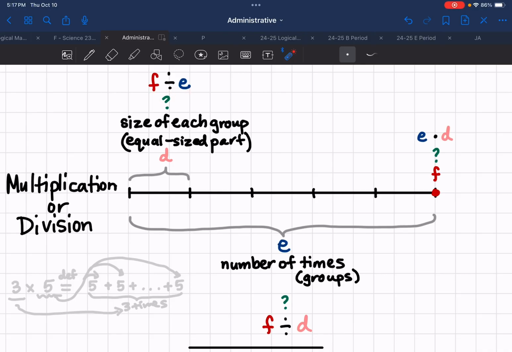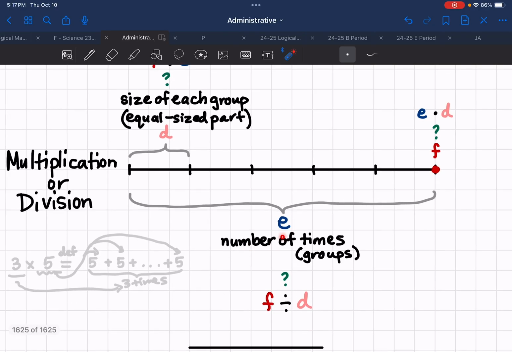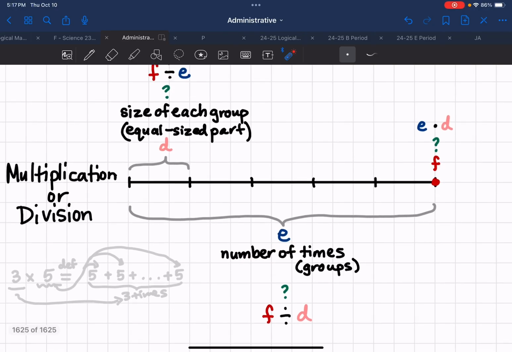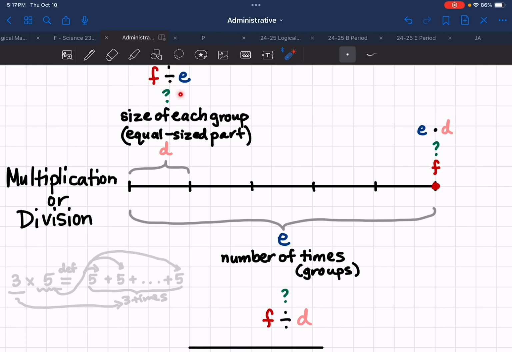Like, for example, if this were the number of students and this were the number of buses, this would be the number of students per bus, or the number of students in each bus, okay? And then if you were trying to find the number of times, say this is the number of students, say this is the number of students per bus, then you're trying to find the number of buses, or the number of groups. So you're going to take the number of students and divide it by the number of students per bus, and that will give you the number of buses, okay?